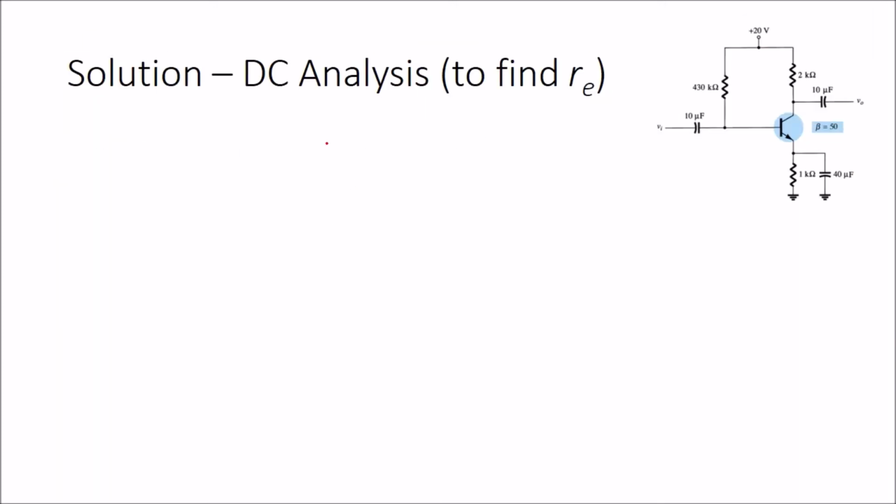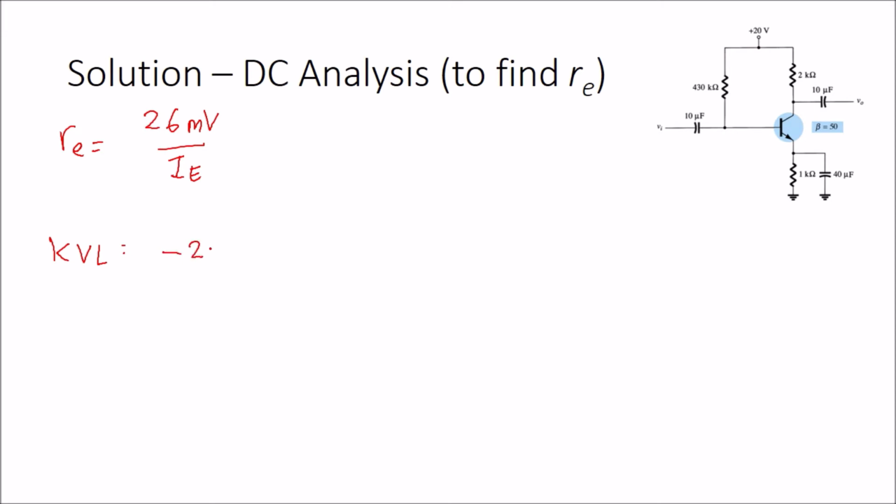For DC analysis, to find the RE, we need to remember the equation RE equals 26 millivolt over IE, with the capital letter because this is a DC analysis. To find the IE, you need to do the KVL on the BE loop. I hope you remember the BE loop KVL for the emitter bias configuration. We start from the VCC.